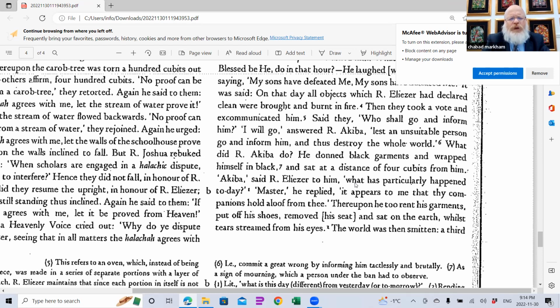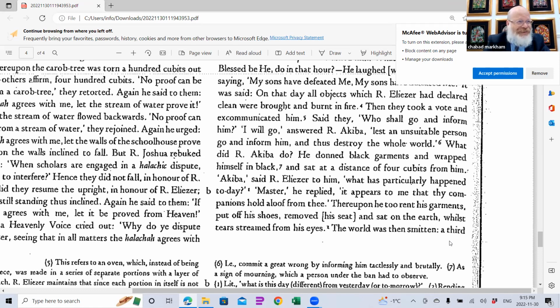So thereupon, he too rent his garments, put off his shoes, removed his seat, and sat on the earth while tears streamed from his eyes. He realized what had happened, Rabbi Eliezer. He was mortally hurt by it. But he followed what was being done. So he says, what happened was, the world was then smitten.